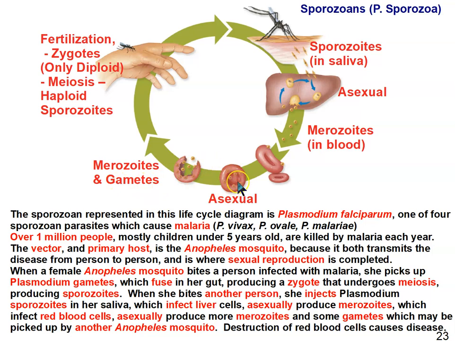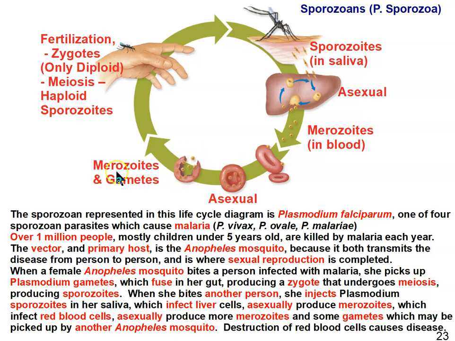And then the cells are destroyed, they break open, they release the merozoites, which will go on and infect other red blood cells. So you can see how this can spread very quickly and destroy red blood cells and cause anemia. Anemia is a condition where you don't have enough red blood cells, or you don't have enough hemoglobin to carry oxygen in your blood. So you can't live without being able to transport oxygen, and that's what kills people that are infected with malaria.